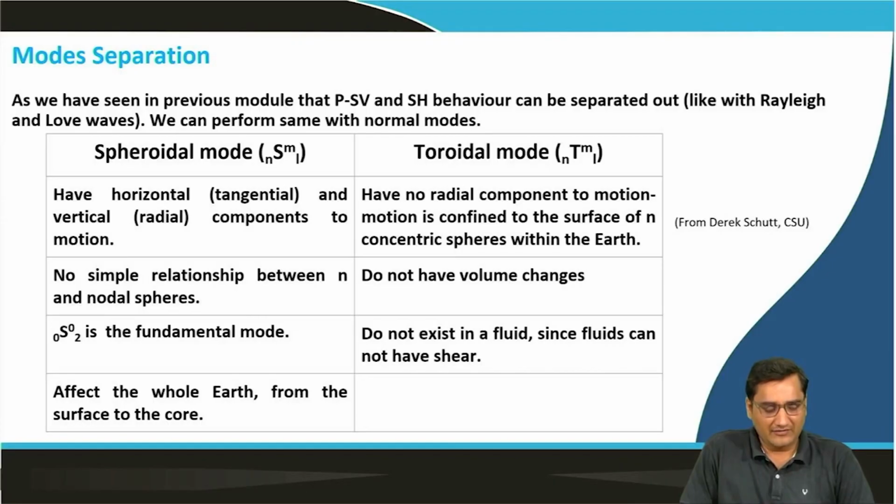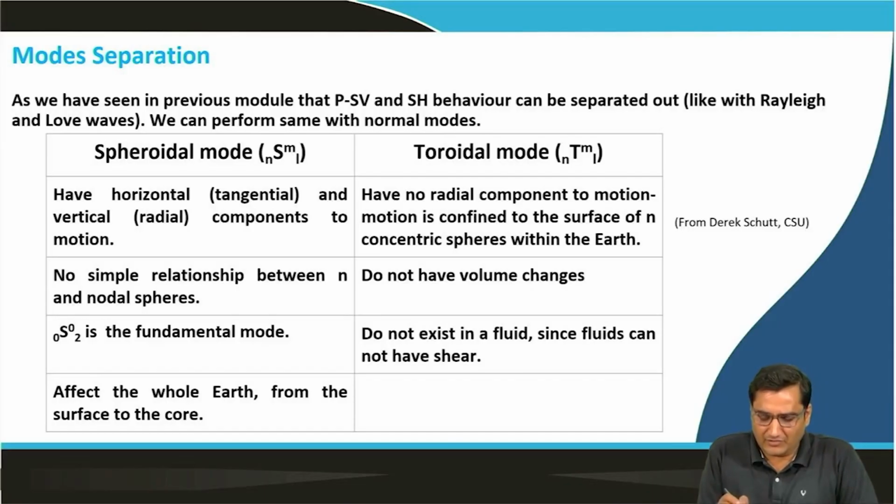As you can remember, in our previous module, we talked about the surface waves, where we saw there are two kinds of surface wave. One is the Rayleigh wave, another is the Love wave. The Rayleigh wave basically consists of two kinds of motion, P wave motion and SV wave motion. Similarly, the Love wave consists of SH wave motion, and these motions can be separated out for the Rayleigh and the Love wave, and we can perform the same thing with the normal modes as well.